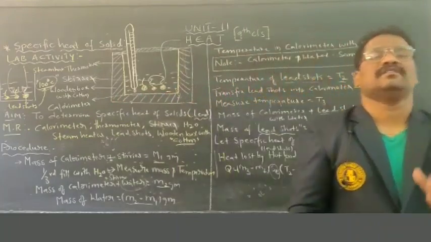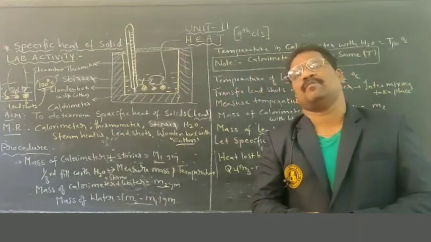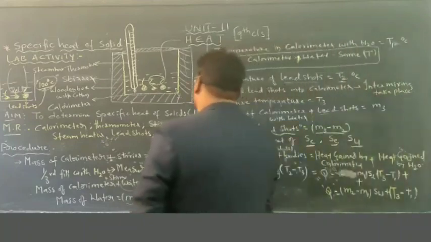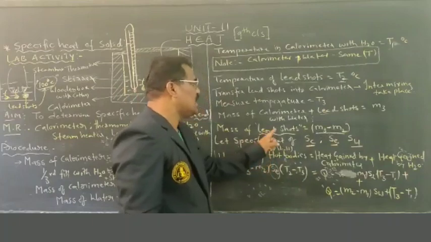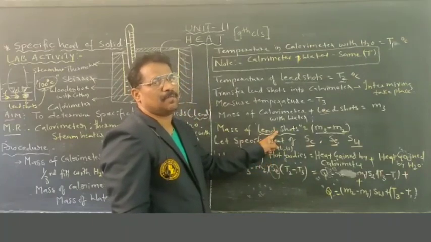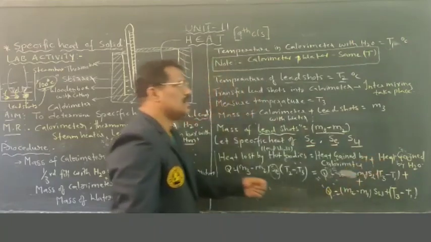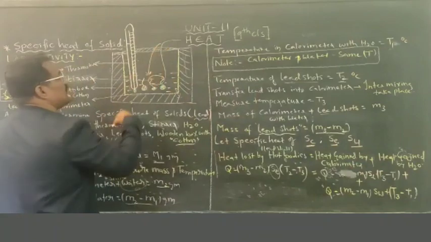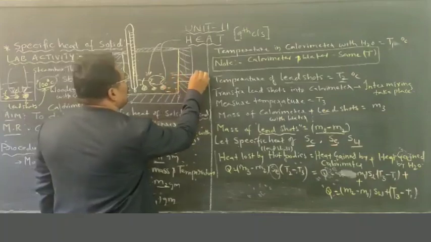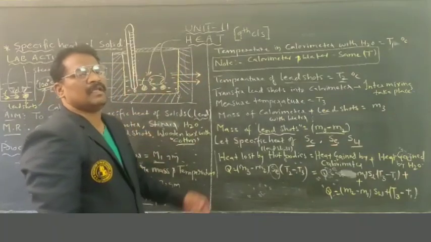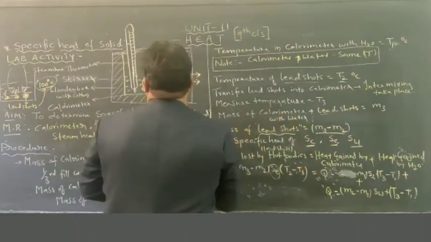Heat lost by body is equal to heat gained by body. Based upon that principle, which body is losing heat here? Lead shot is losing heat here. And heat gained by what? Calorimeter is gaining heat. Simultaneously, the water we added in the calorimeter is also gaining heat. Two things are gaining heat: calorimeter and the water we have added in that calorimeter.